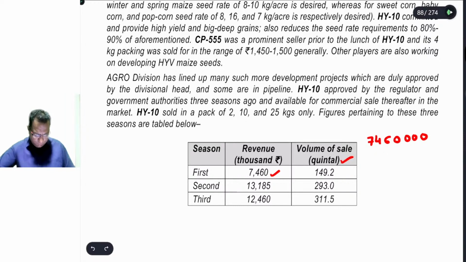Revenue is 74,60,000 divided by 149.2 quintals, and 1 quintal is equal to 100 kg, so 149.2 multiplied by 100, so 14,920. Divide 74,60,000 by 14,920. So the price per kg is 500 rupees.